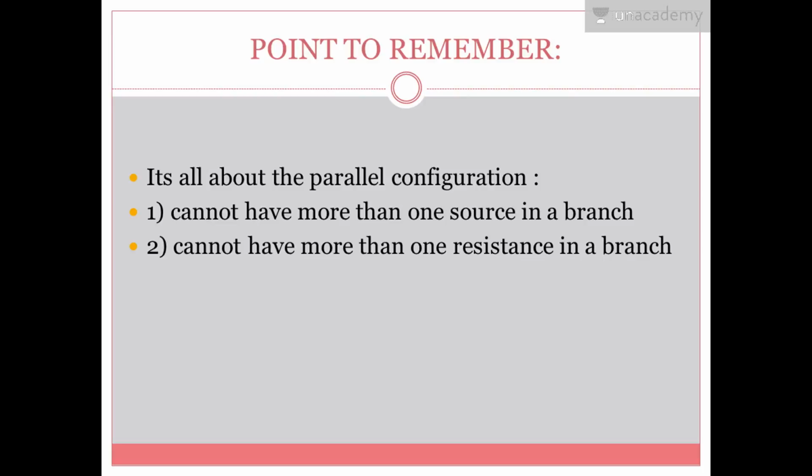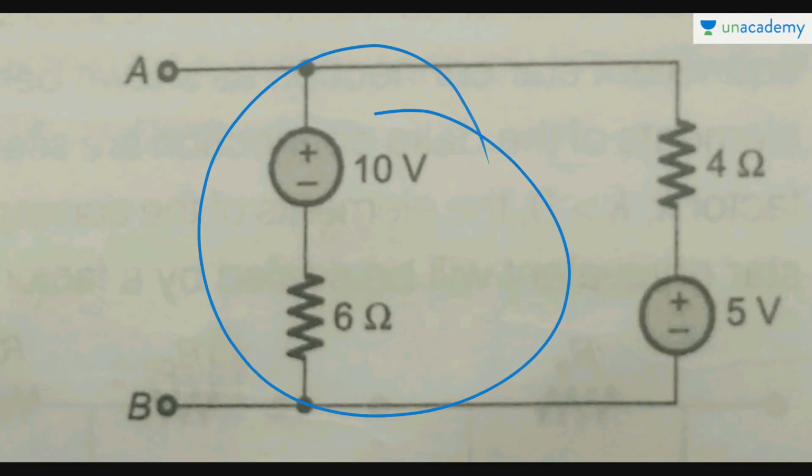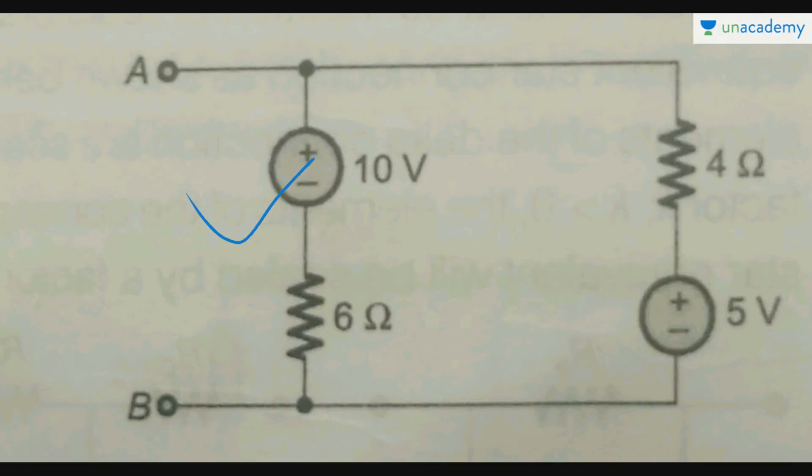So let's see how to apply Millman's theorem. Point to remember before applying Millman's theorem: it's all about the parallel configuration. You can apply Millman's theorem only on the parallel configuration. We cannot have more than one source in a branch. In a branch, there should be only one voltage source or one current source. There cannot be more than one source.